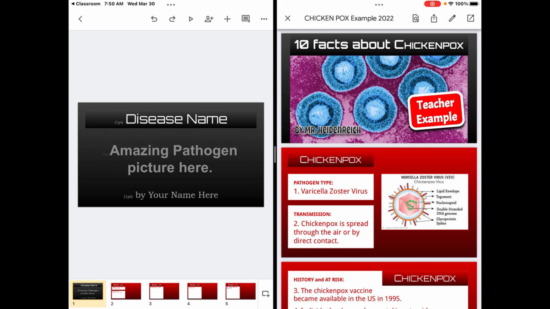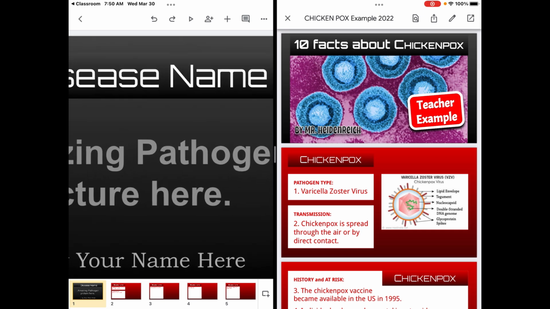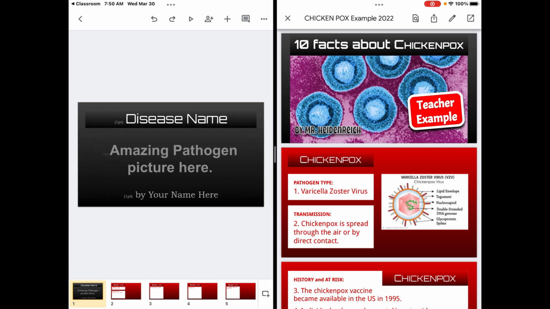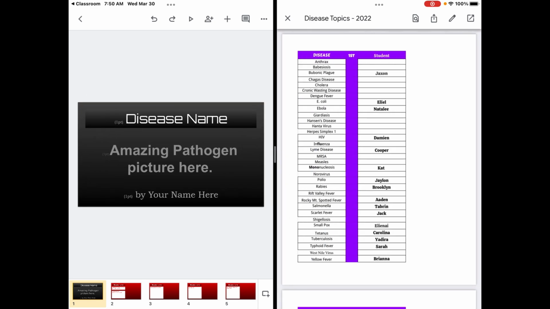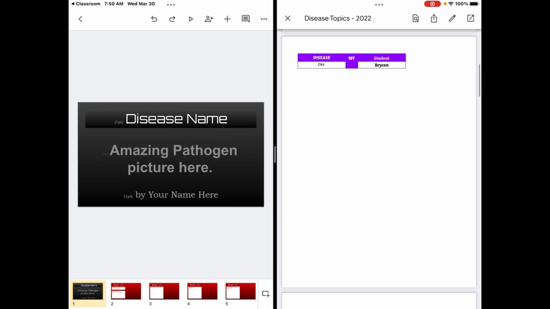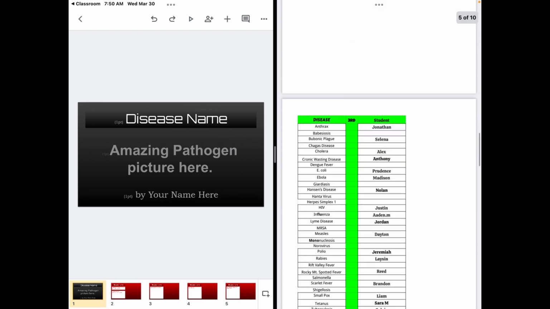So on the very first slide, you will lose a point if you don't actually write the name of the disease you're studying where it says disease name title here. If you don't write it there, you're going to lose some points. So if you forget your disease name, it's in the disease topics list that we signed up for. If you scroll down, you can see what everybody signed up for.